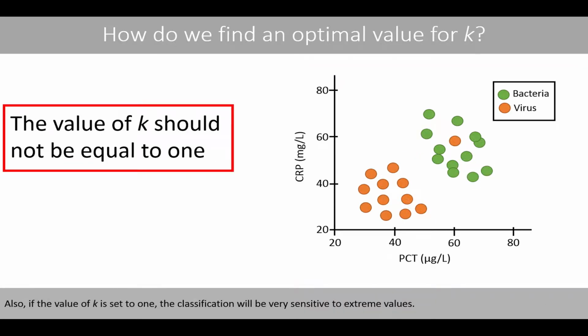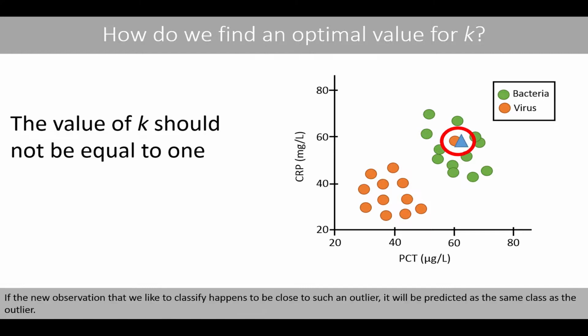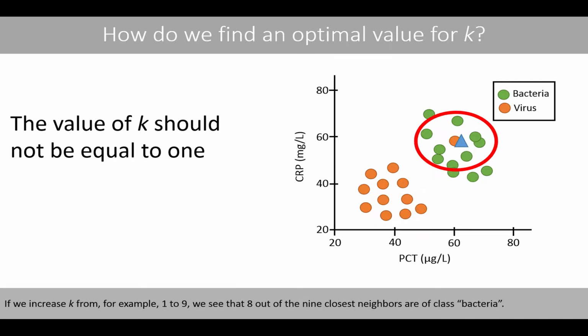Also, if the value of k is set to 1, the classification will be very sensitive to extreme values. For example, the following data point is very far away from the other data points of class virus. If the new observation that we would like to classify happens to be close to such an outlier, it will be predicted as the same class as the outlier. If you increase k from, for example, 1 to 9, we see that 8 of the 9 closest neighbors are of class bacteria.